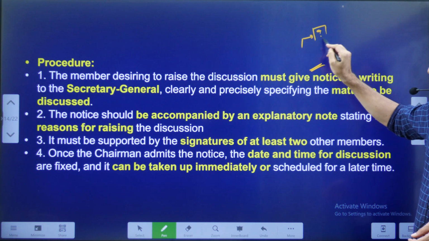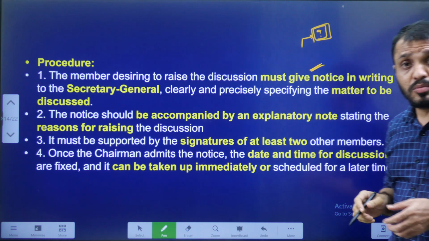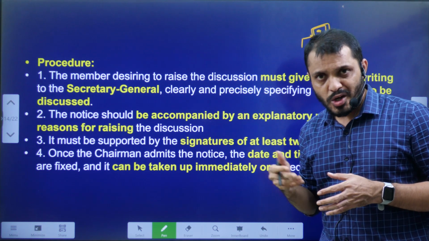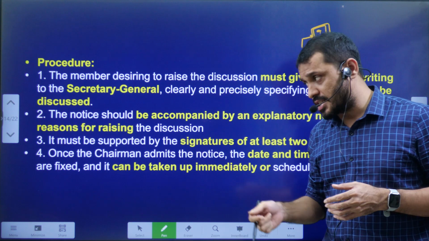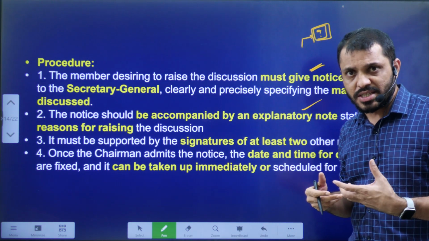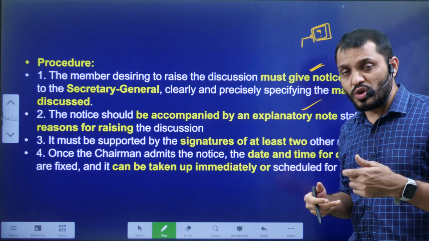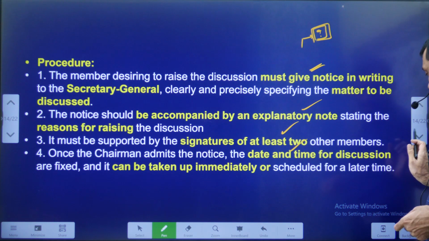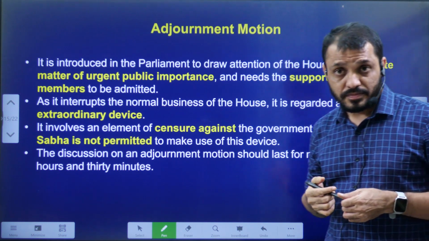Okay, so if you know, tell me. When Draupadi Murmu was elected as Indian president, at that time who was the returning officer? Lok Sabha Secretary General or Rajya Sabha Secretary General? Answer. Okay. So when you are introducing the short duration discussion, you have to explain why you are introducing it, and at least 2 members must sign on that particular motion.